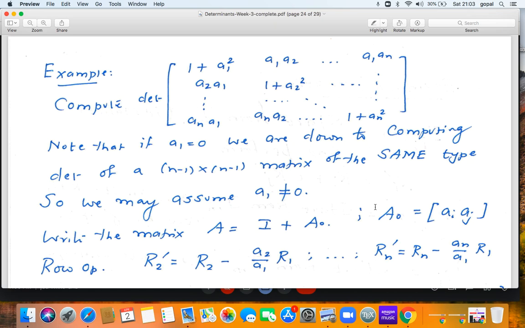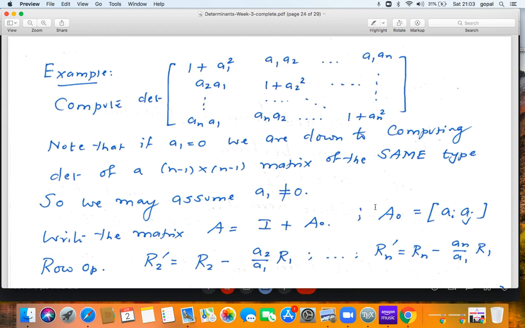So I want to compute the determinant of the matrix with first row 1 plus a1 squared, a1 a2, dot dot dot, a1 an; second row a2 a1, 1 plus a2 squared, dot dot dot, a2 an, and so on. The last row is an a1, an a2, dot dot dot, 1 plus an squared. Note that if a1 is 0, then what happens to the first row? The first row is simply 1, 0, 0, 0, 0, 0.